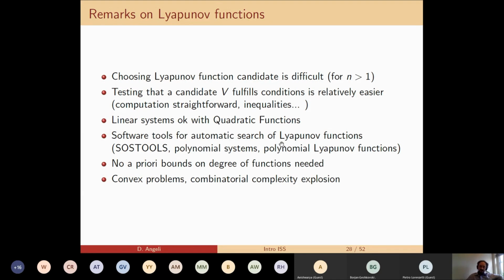There are software tools for automatic search of Lyapunov functions and ISS Lyapunov functions for polynomial systems using polynomial Lyapunov functions, and they can help, but still, if you don't have any physical insight into the system and there's no reason for you to believe that a certain function is going to be a Lyapunov function, these tools suffer from the fact that there are no a priori bounds on the degree of Lyapunov function that you may need. Therefore, even though you've got convex problems to check that these are Lyapunov functions, there is a combinatorial complexity explosion from the computational point of view when you try to parameterize these Lyapunov functions using monomials of different degrees in all the variables. Of course, the number of terms and the size of the problems you'll be dealing with will grow considerably.